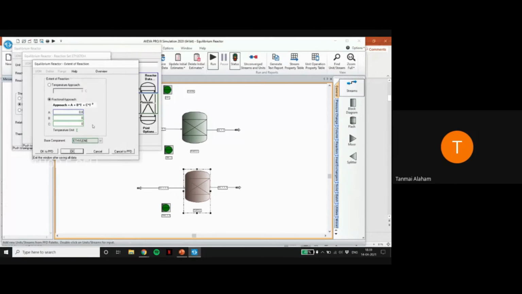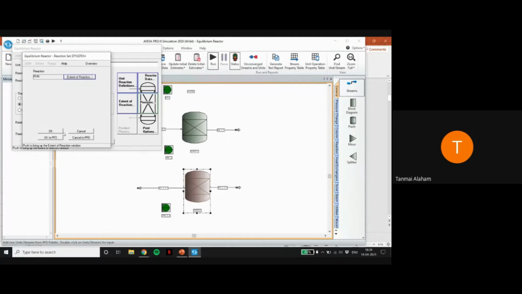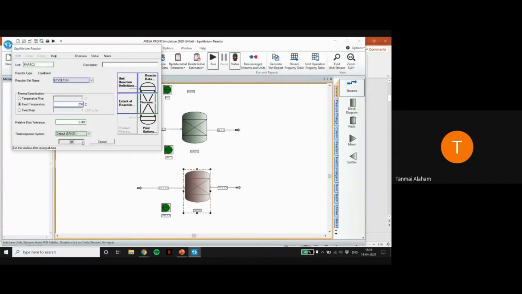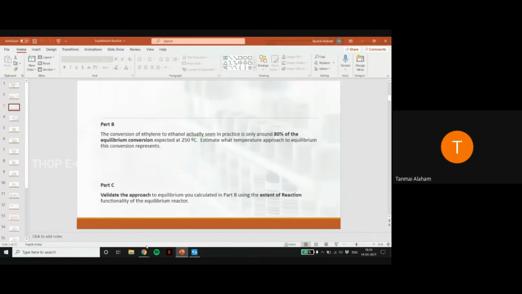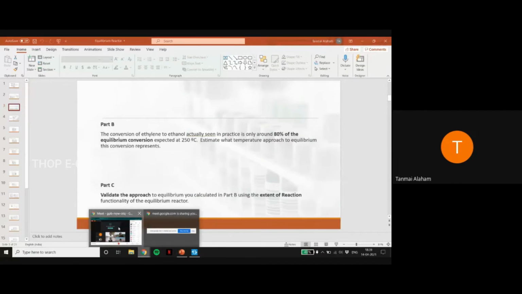go and do the fractional approach basically. And here 0.8 is nothing but the extent of reaction, the 80% conversion from our part B. And we've run it and yeah, so that's what it is about basically. I'll stop presenting right now.